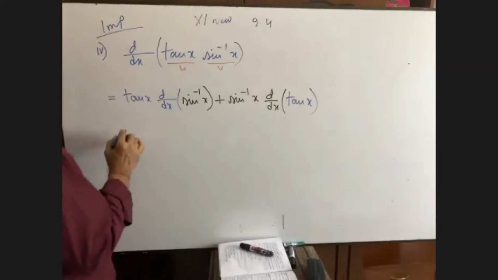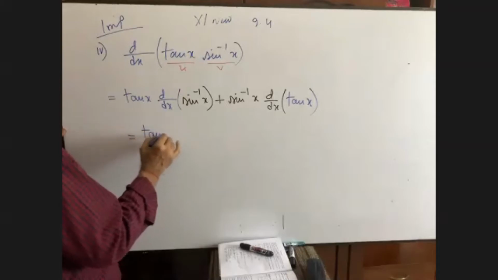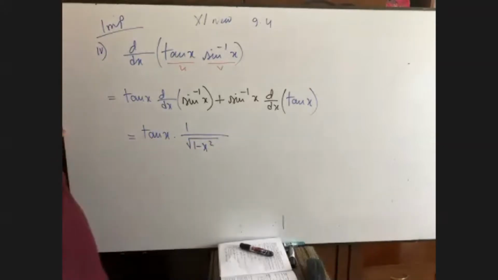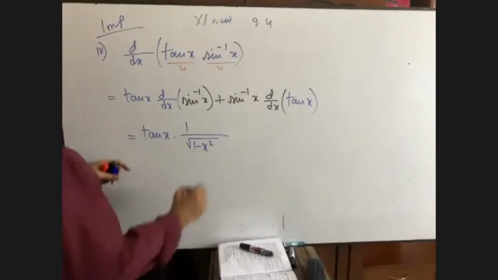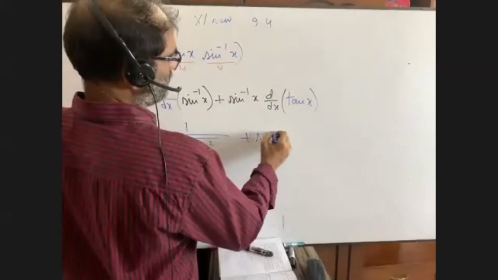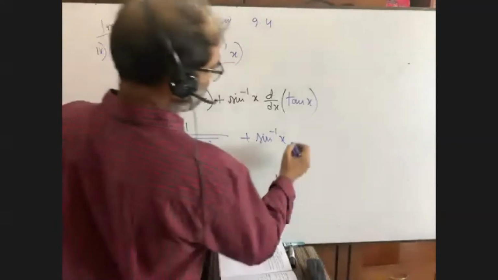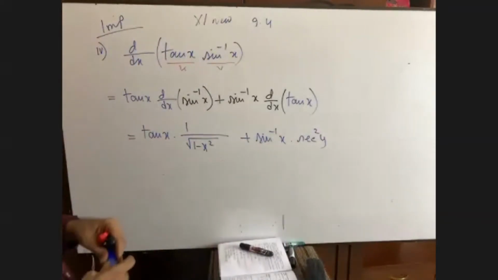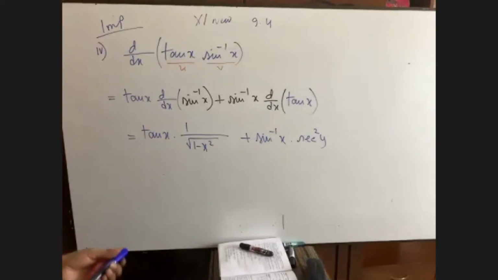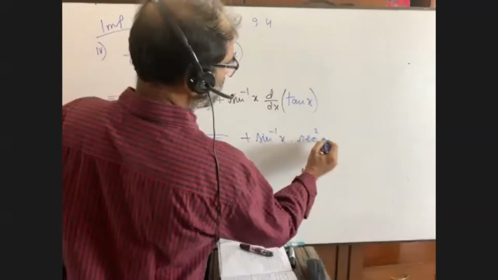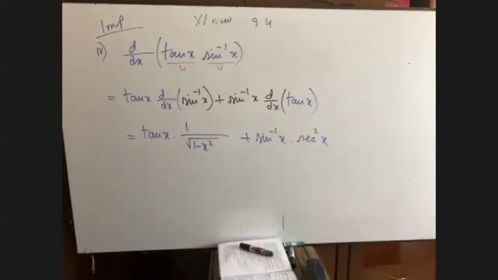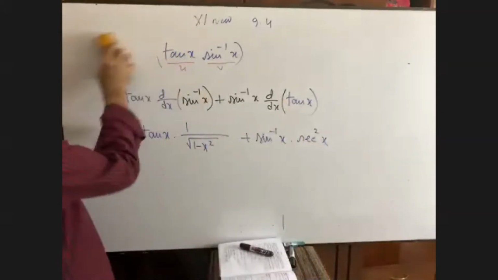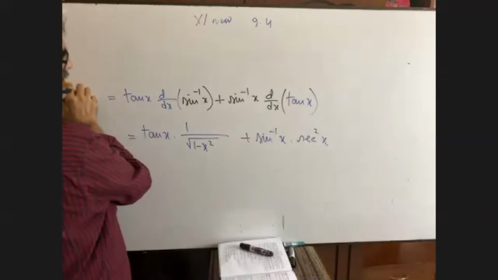That means what is the derivative of sin inverse x? 1 by root over 1 minus x square. And what is the derivative of tan x? It is sec square x. Our math is done. Sec square x, right? Yes, you are right. So we are done. We are left with nothing. Have you copied it? Yes, sir.